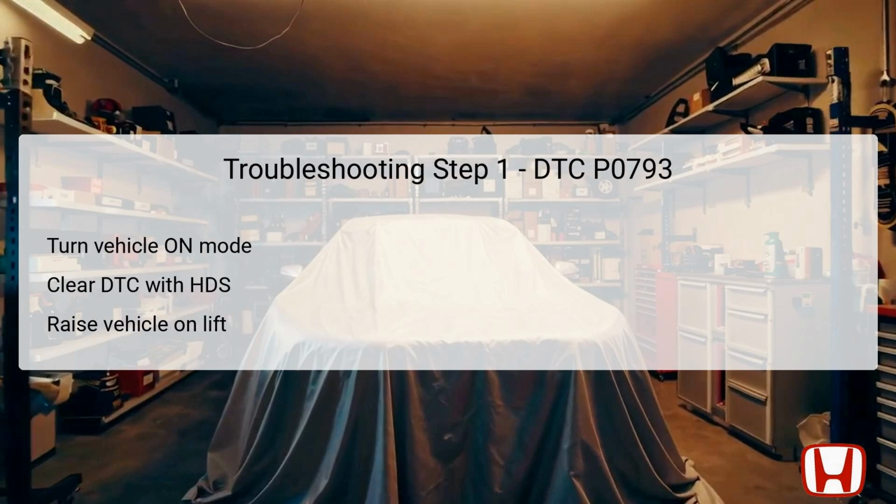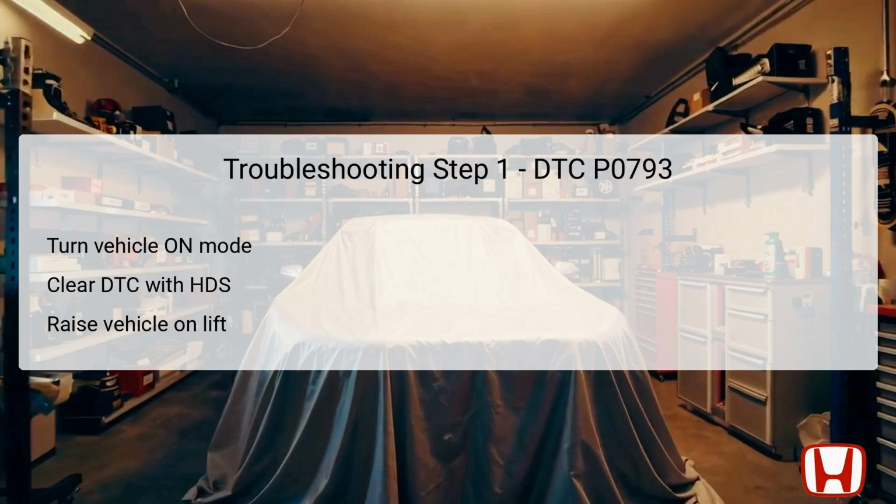To begin troubleshooting DTC P0793, first, turn the vehicle to the on mode, which powers on the vehicle's electronic systems without starting the engine. Next, utilize the HDS or Honda Diagnostics system to clear any existing diagnostic trouble codes. This step ensures that you are working with a clean slate and can accurately verify any current problems.